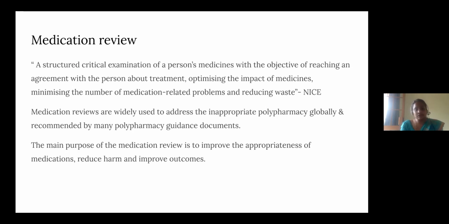What is medication review? A structured critical examination of a person's medicine with the objective of reaching an agreement with the patient about treatment, optimizing the impact of medicine, minimizing the number of medication-related problems, and reducing the waste. That is the National Institute of Clinical Excellence, NICE, definition of medication review.